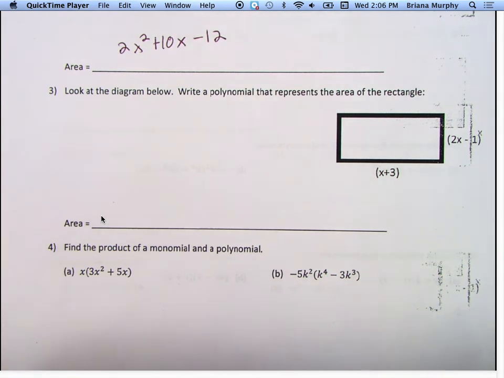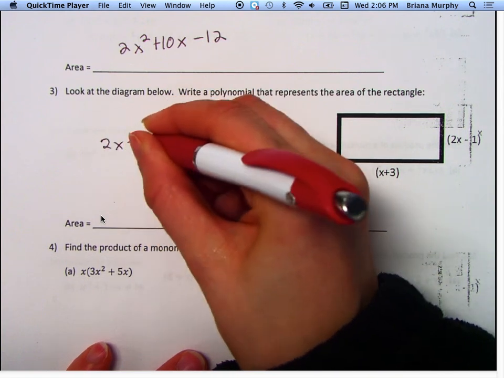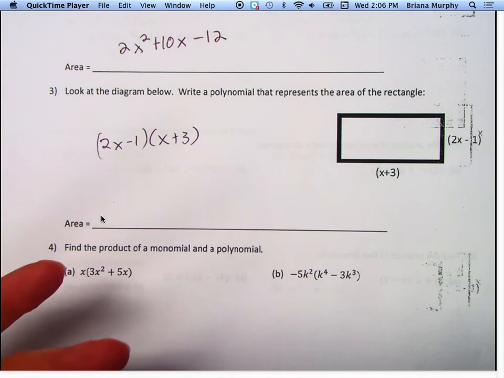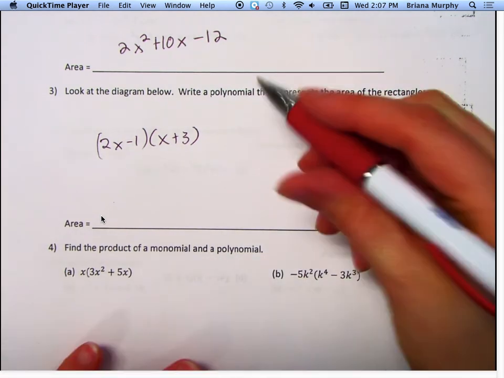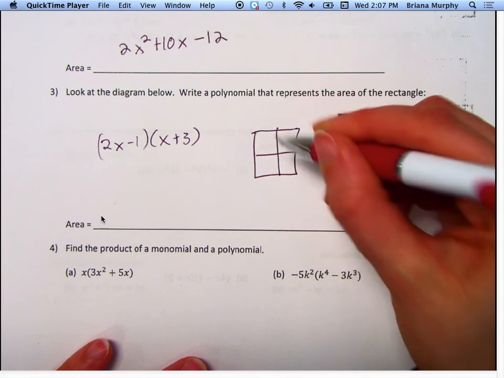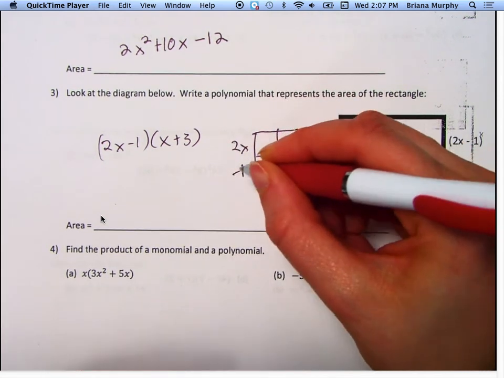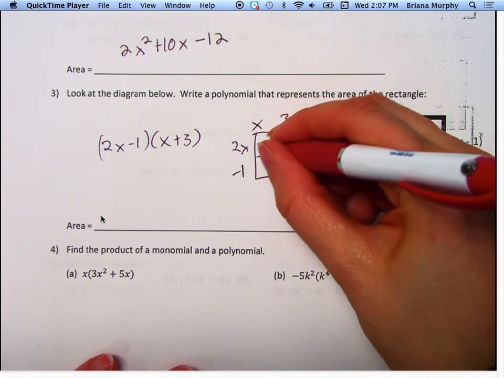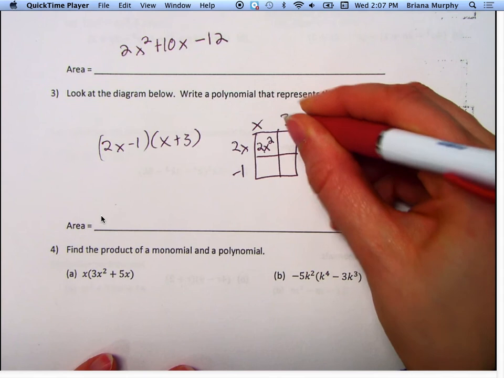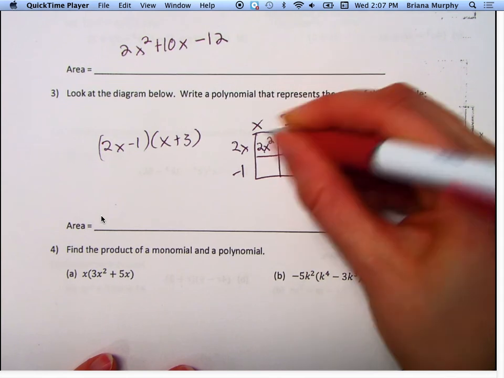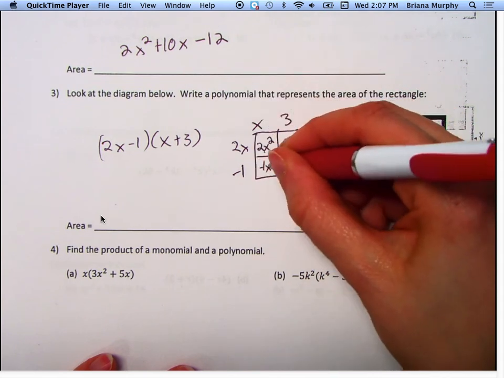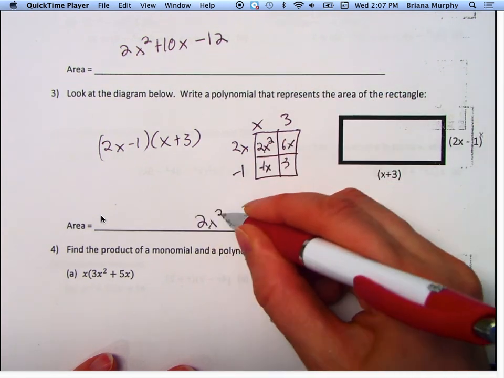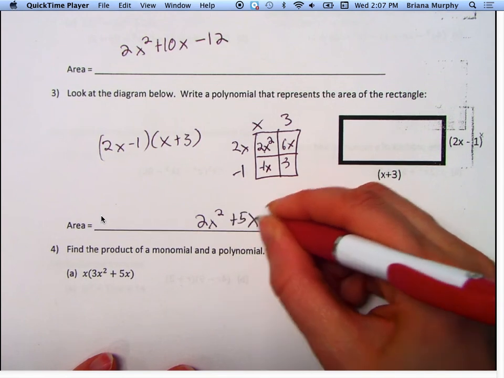Multiplying. I'm multiplying. So I'm going to go 2x minus 1 times x plus 3. And when we have two binomials that we're multiplying together, we do the box method. Now you could totally do FOIL instead. So 2x times x is 2x squared. 2x times 3 is 6x. Negative 1 times x is negative 1x. And negative 1 times 3 is negative 3. So we're going to end up with 2x squared plus 5x minus 3.